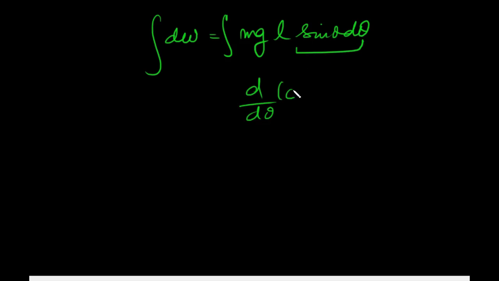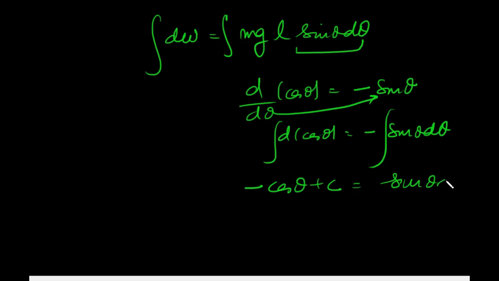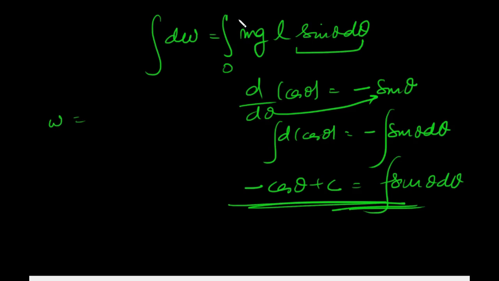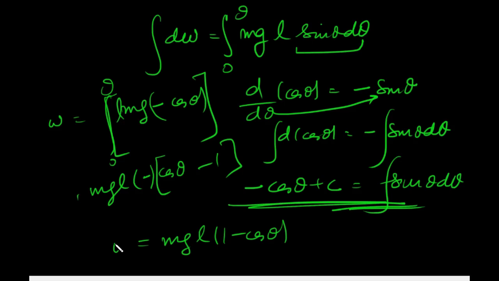You see, the differential of cos is minus sine. Everyone knows. We take d theta over here. D of cos theta equals minus sin theta d theta, right? We just integrate this. The minus sign comes over here, so minus cos theta plus c equals the integral of sin theta d theta. This is the integration of sine, which is minus cos. So w equals the integral from 0 to theta of mgL into minus cos theta. We put the limits 0 and theta. We can first take the minus outside, so this will be cos theta minus 1, and multiplying it with the minus sign we get mgL into 1 minus cos theta. This is the work done.